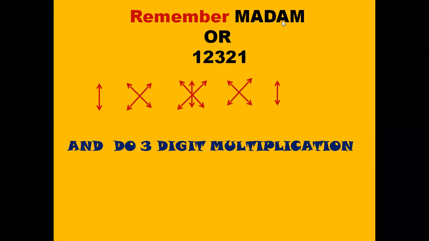Or if you can remember MADAM: M is for 1 arrow, A is for 2 arrows, D is for 3 arrows, again A is for 2 arrows and M is for 1 arrow. This is a word which is very easy to remember, and you can remember the pattern of arrows. Then you can easily do the 3-digit multiplication. Let us start with an example. It will become more clear.